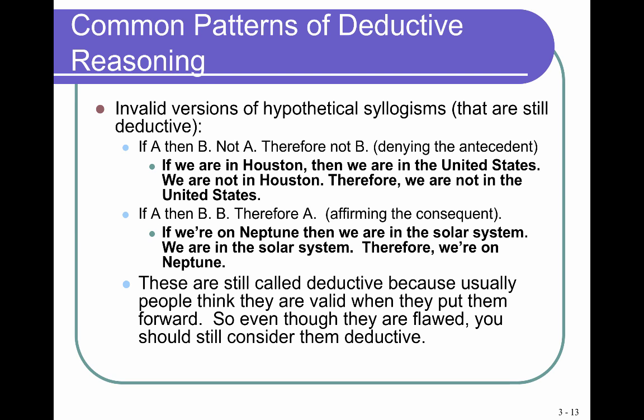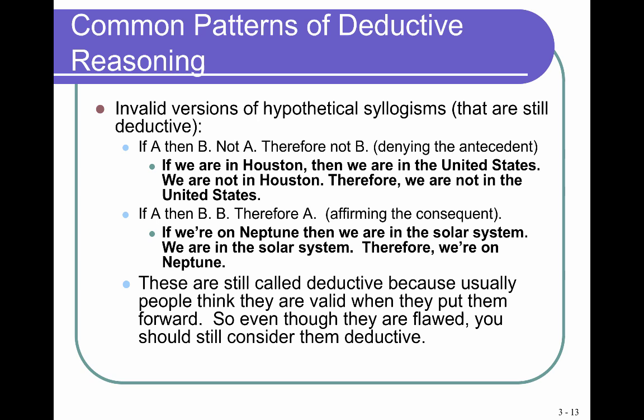The second one, affirming the consequent, is the backwards version of modus ponens. Modus ponens is if A then B, A therefore B. But in affirming the consequent, the pattern is changed to if A then B, B therefore A. So here's the example. If we're on Neptune, then we are in the solar system. Well, that's true. We are in the solar system, which is also true. Therefore, we're on Neptune. Obviously, that's false.